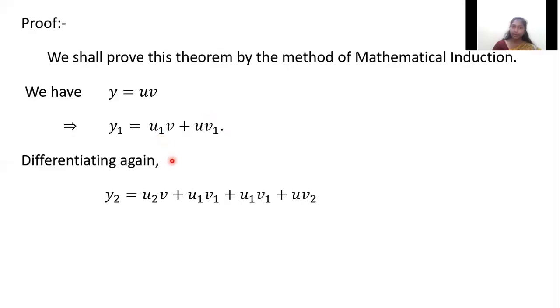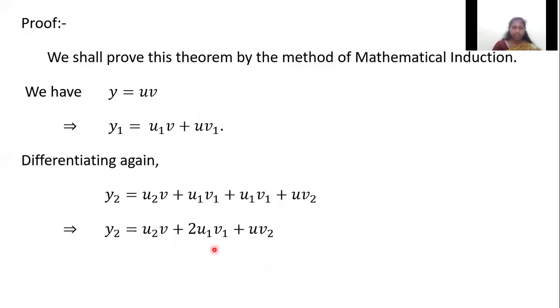What are you going to get for u1v? The derivative of u1 is u2, into the second function v kept as it is, plus the first function u1 retained, derivative of v is v1. Now for the second term, the derivative of u is u1 into v1 retained, plus the first function u retained, derivative of v1 is v2. So we are getting four terms in the second derivative.